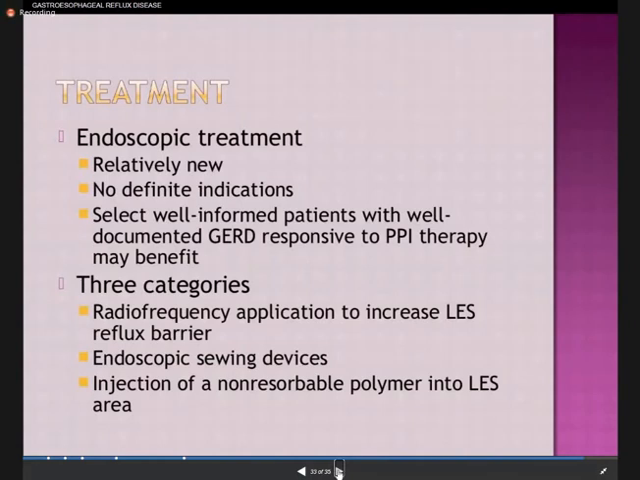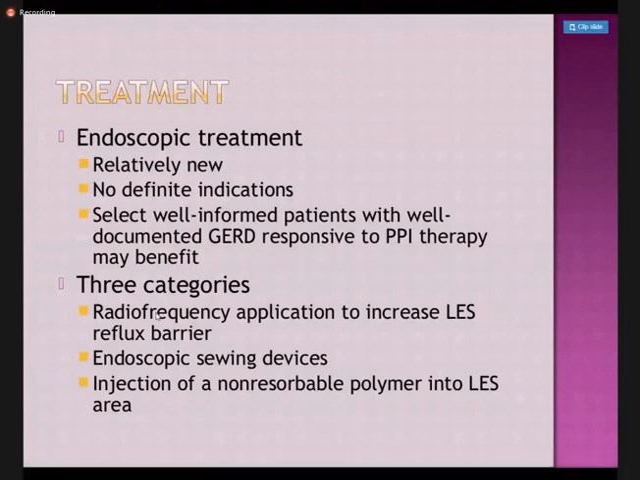Endoscopic treatment for GERD or for hiatal hernia is relatively new. There is no definite indication. There are 3 categories: RFA, radiofrequency application to increase the LES reflux barrier; endoscopic sewing devices; and injection of a non-resorbable polymer into the LES area. The most widely accepted is the RFA, but the RFA role is more in cases of Barrett's esophagus, not in cases of just decreased lower esophageal sphincter pressure.